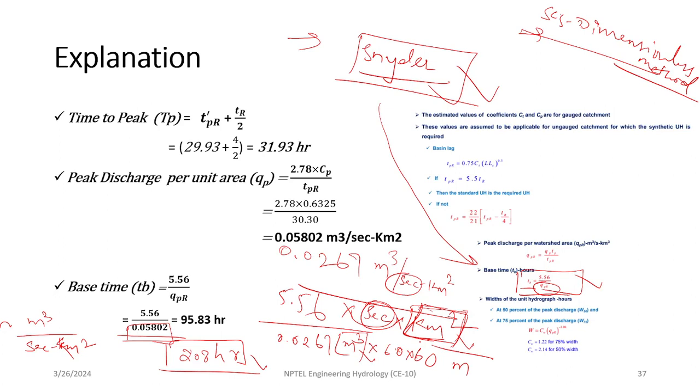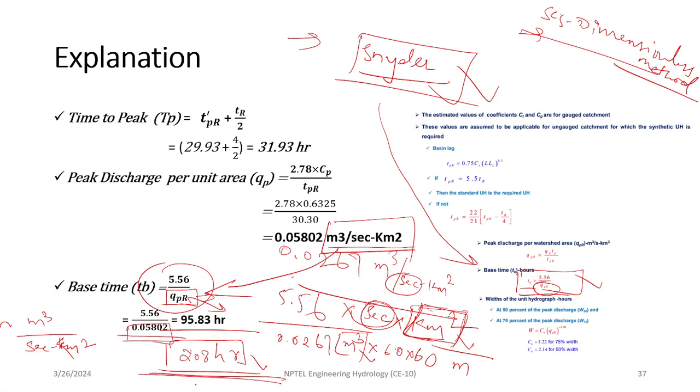Balamurgan says do not convert because it is empirical. Okay, yes, it's possible, right? Of course. Yes, he is right. QPR will directly have a value in units of this only. So we directly substitute it in units of meter cube per second kilometer square, and in the result we get 208.24. Yes, that is correct. It will be directly in hours only.